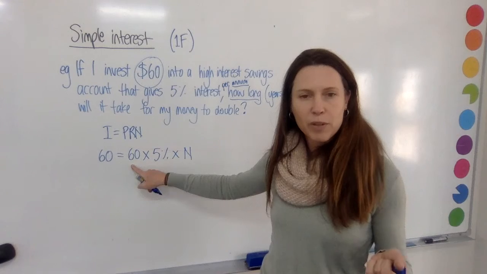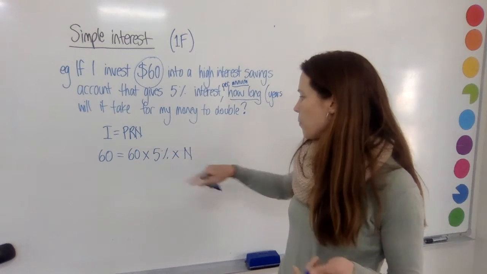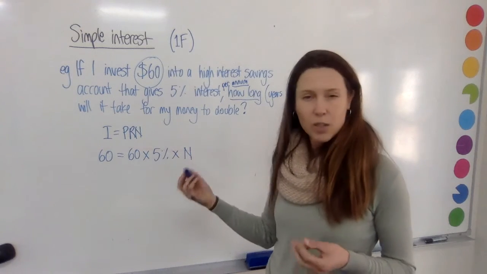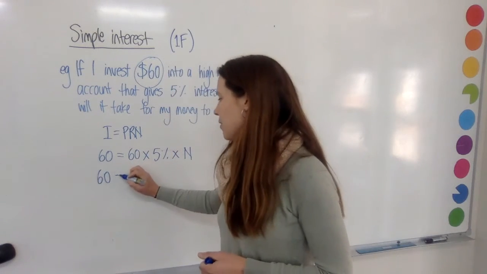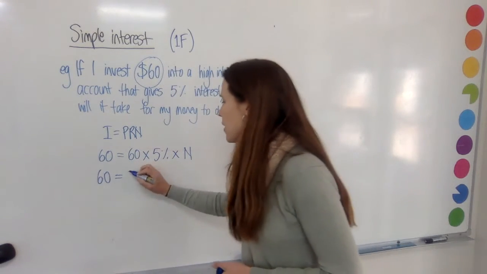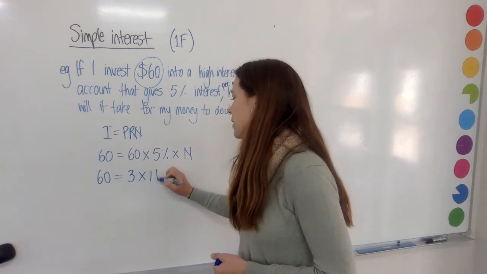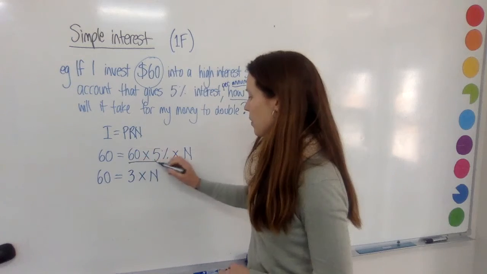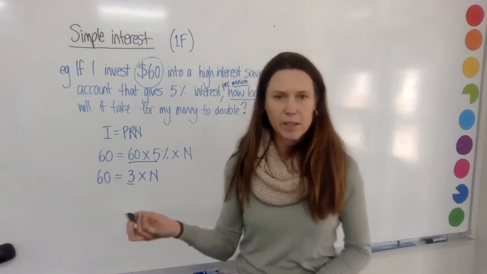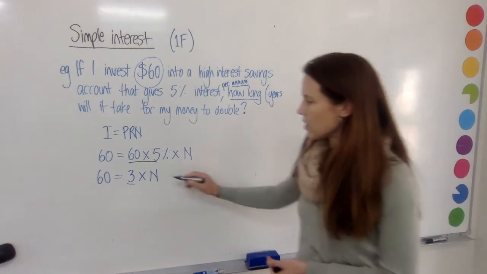What happens if you put in 5% of 60? Well, that should be 1/20th of 60. It should be 3. So this side is still 60. I'm just going to leave that like that. And this side now I've got 3 times n. So I effectively just tidied up this part and found that it was 3. Does that make sense?